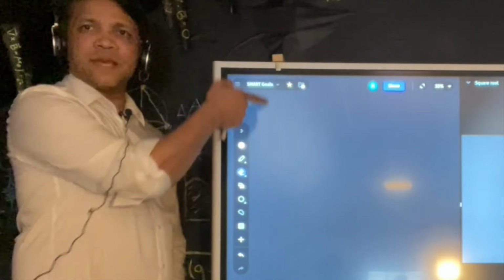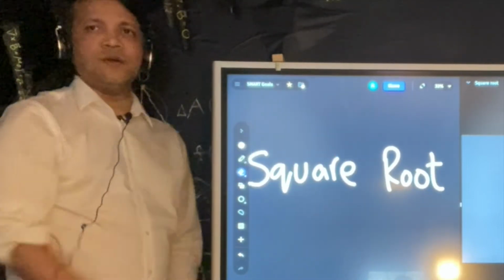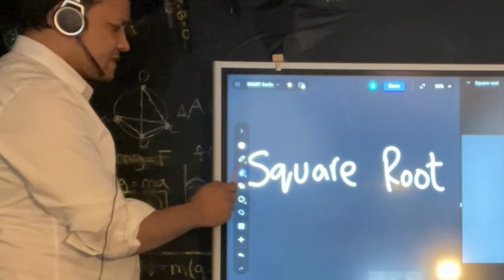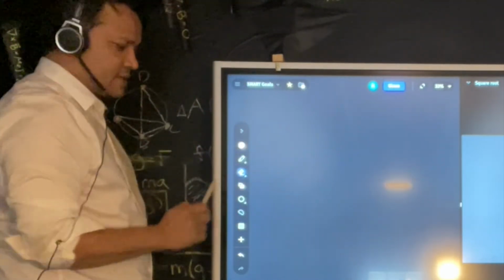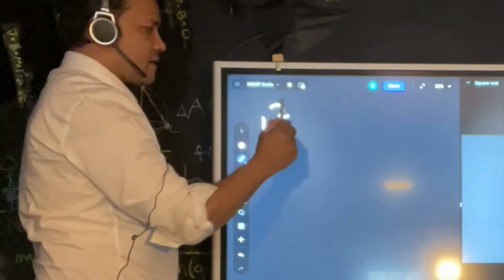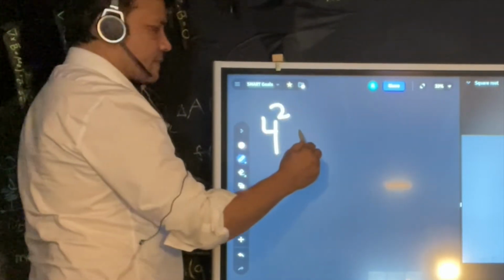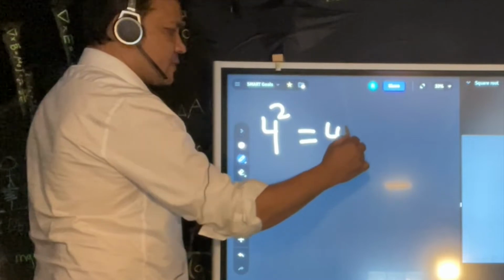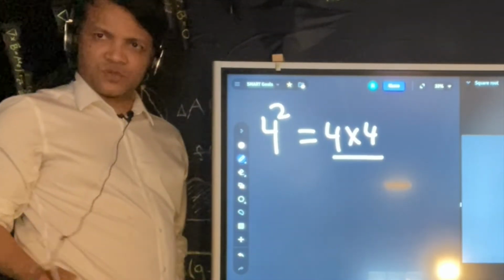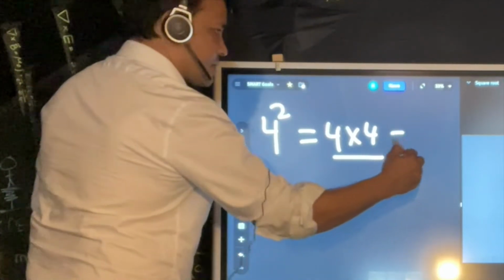Today our topic is square root. To understand the square root, let's start with a simple example. Let's say 4 squared is equal to 4 times 4. You memorize that two identical numbers, both of them integers, give us 16.